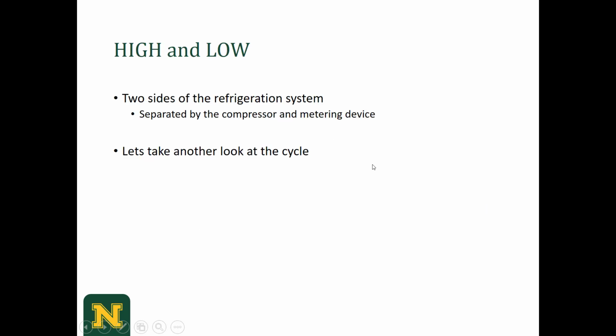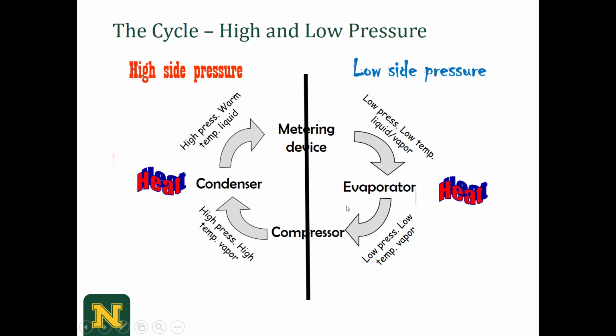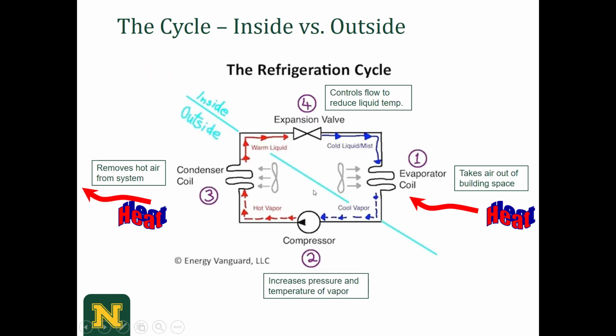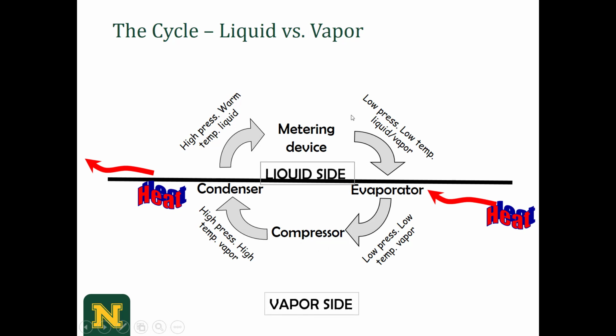We also look at our refrigeration cycle as both a high and low pressure system, right? Same general concept. We have the heat here. We have low pressure on this side and high pressure on this side. So if you draw the line, high pressure side, low pressure side. We look at it from inside the system versus outside the system as well. Our evaporator is inside your system, generally speaking, right? Your compressor and your condenser are outside the system, where we're taking the heat out, and then your expansion valve is taking it back in. And then we have a liquid versus vapor side. So we can split the system this way too, where we have the vapor side down here, and we have the liquid side up top.